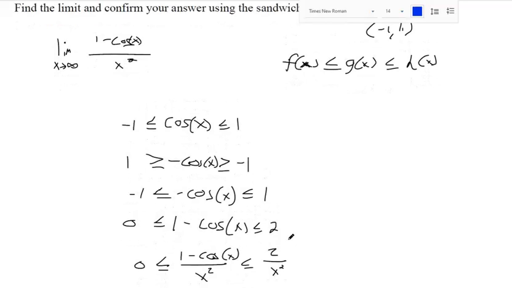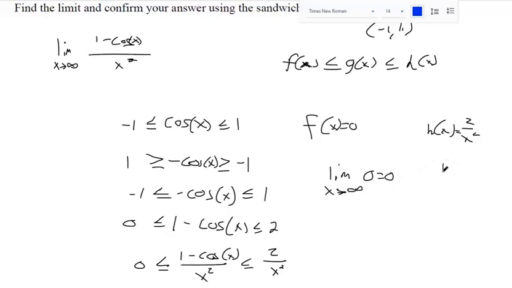Okay, so we've got all the pieces we need for the sandwich theorem. If we let f of x be 0, and if we let h of x be this 2 over x squared, then we just need to consider the limit of each of them, and then we can say that this limit would also agree. We need to consider the limit as x approaches infinity for 0. So what's the limit as x approaches positive infinity for 0? And there's no x to even deal with, right? It's just a constant 0. The limit as x approaches infinity for this h of x, for 2 over x squared.